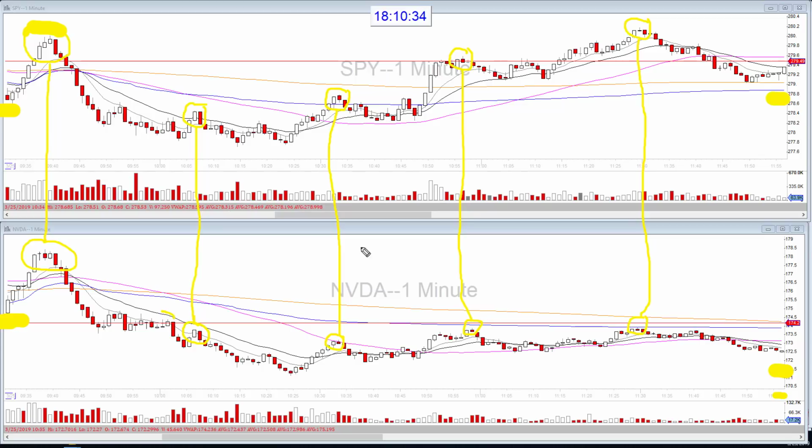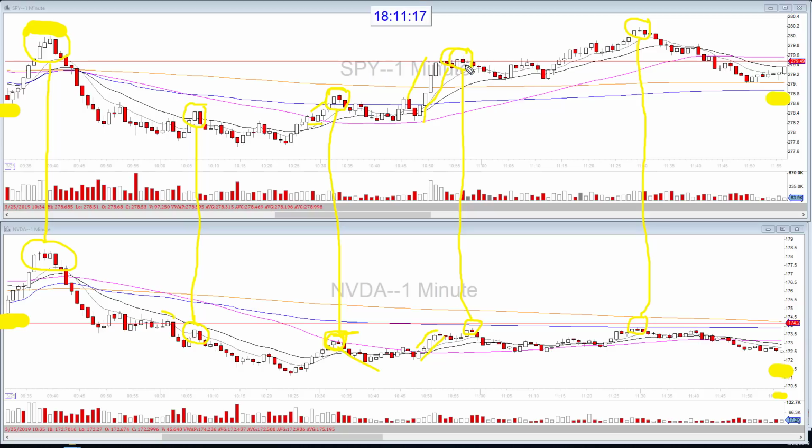For example, right here is the exact moment. If you see this, NVIDIA goes up to the 50 and is not able to break over the 50, and it goes down. A few minutes earlier, SPY hit the 50 and was able to keep going up, and it made it above VWAP. And look, at that same moment, even though these waves are the same, NVIDIA has not made it over VWAP. Now look at the top of this wave. This is well over VWAP because of this large leg up. And look at this large leg up for NVIDIA, but it's still well under VWAP.